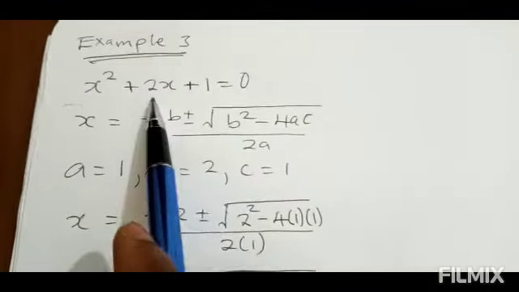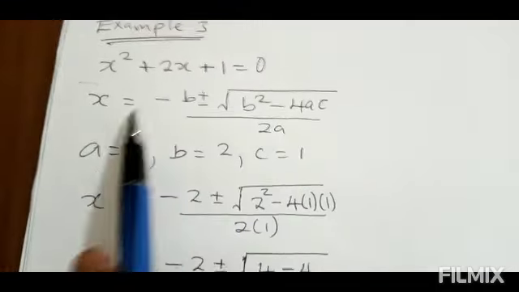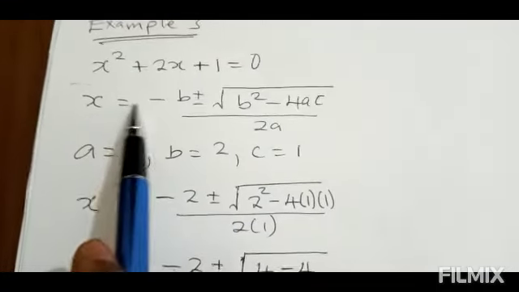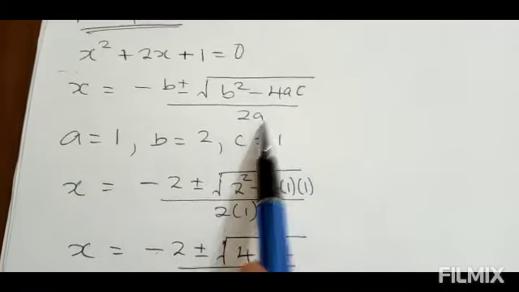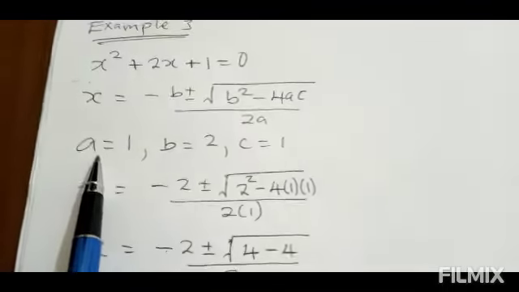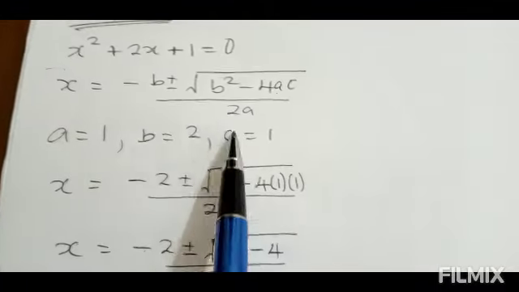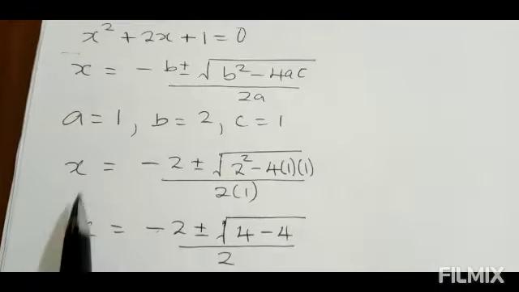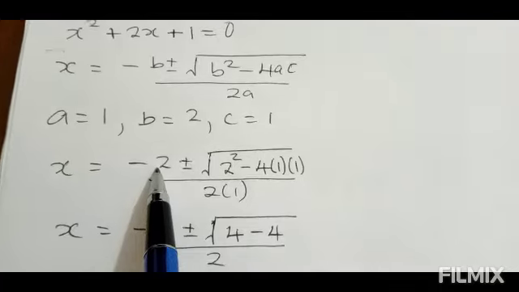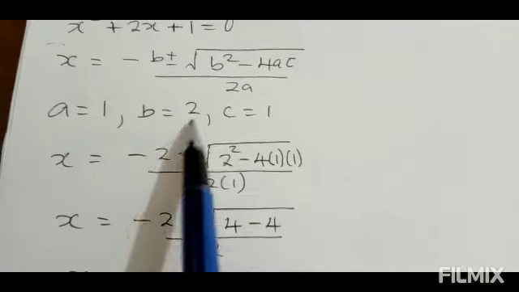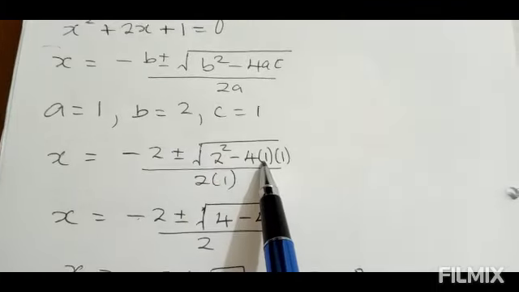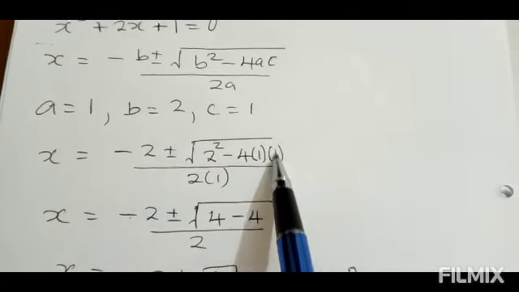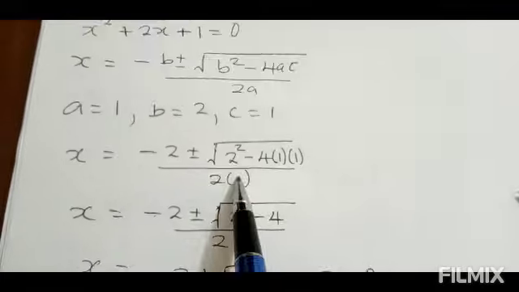x squared plus 2x plus 1 is equal to 0. So x is equal to minus b plus or minus the square root of b squared minus 4ac over 2a. a is 1, b is 2, c is 1. So x is equal to negative 2 plus or minus, why negative 2? Because b is 2. The square root of 2 squared minus 4 times a, which is 1, times c, which is 1, over 2a.